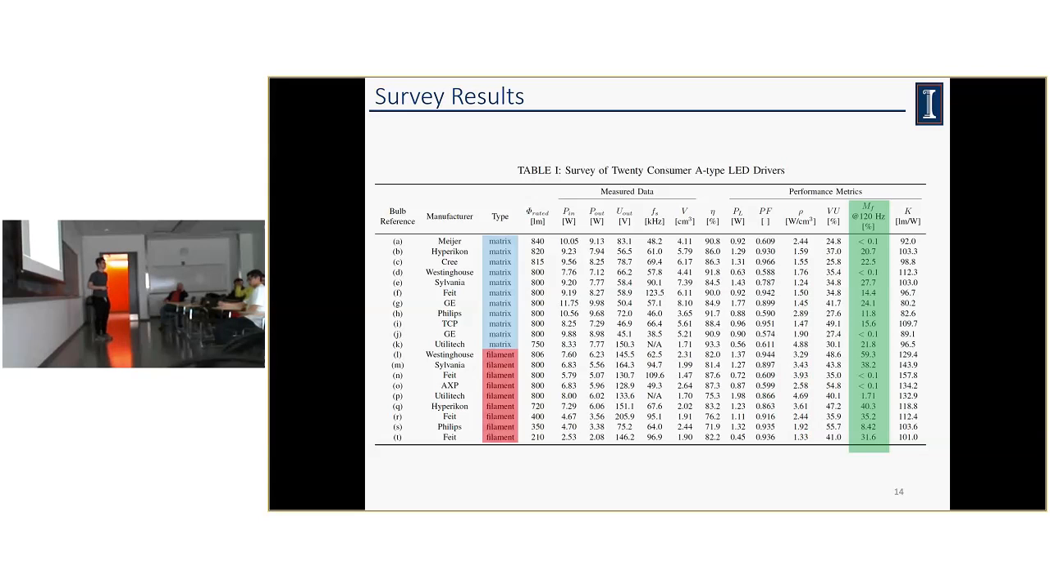So I see most LED bulbs with really poor power factor. So if you buy one, what is the reason for that?